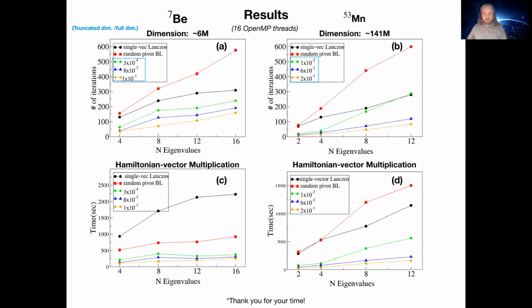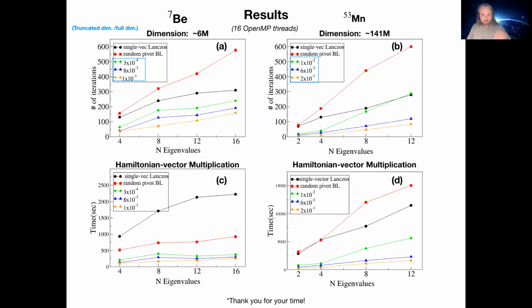Next slide. All right, our results. The plots A and C are for beryllium-7, our first test case, dimension 6 million. Plots B and D are the second case, dimension 141 million. Same configuration for both. Plot A shows that block Lanczos takes more iterations than single vector Lanczos, but if you bootstrap the pivot with an approximation, you find that it actually runs in many fewer iterations.